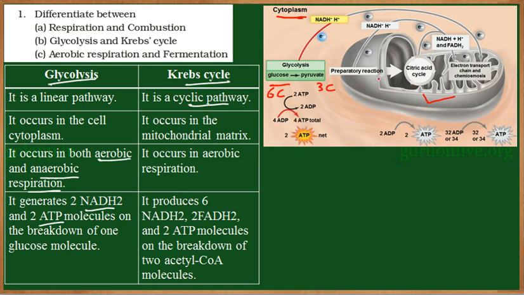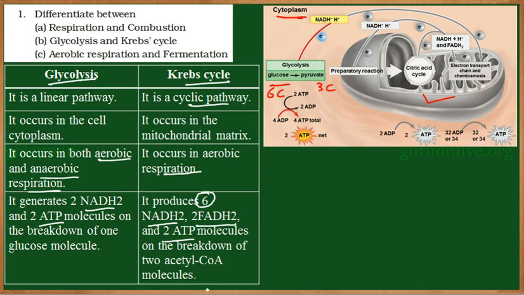The place where the Krebs cycle takes place is the matrix of the mitochondria. And here the final electron acceptor is oxygen. So it occurs only in aerobic respiration. The Krebs cycle will be absent in anaerobic respiration. The energy produced will be in the form of NADH. So 6 NADH, 2 FADH and 2 ATP are formed. These are the differences between glycolysis and the Krebs cycle.